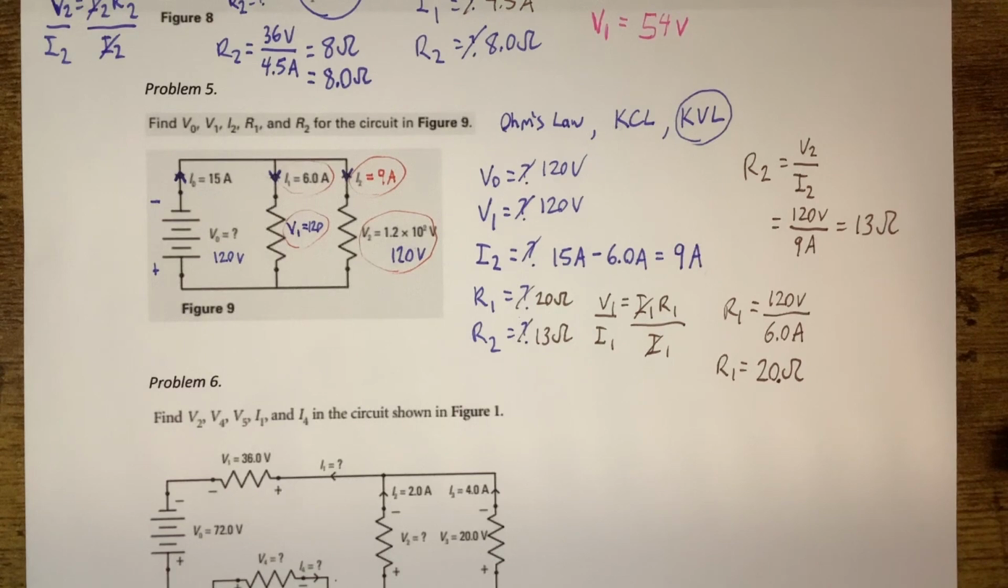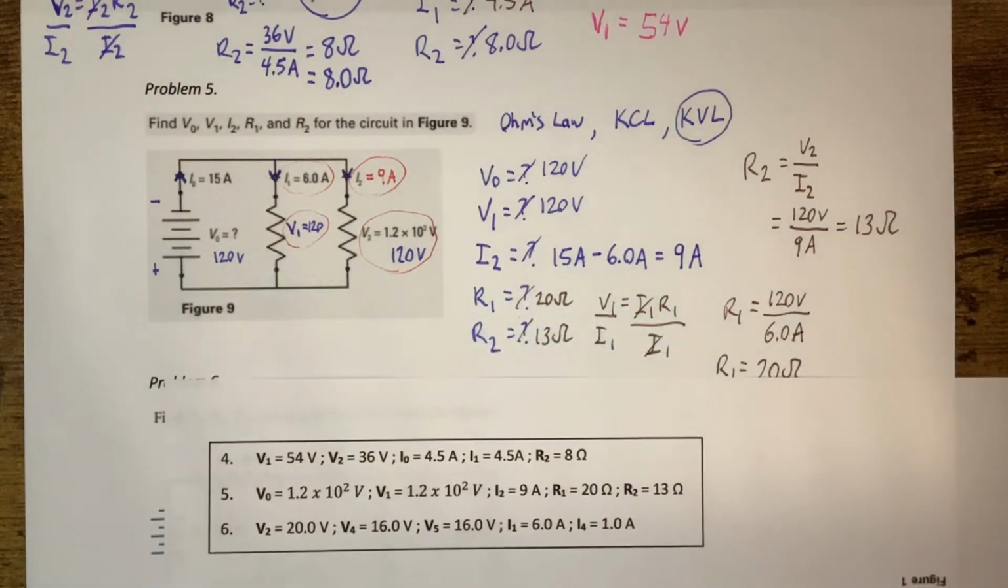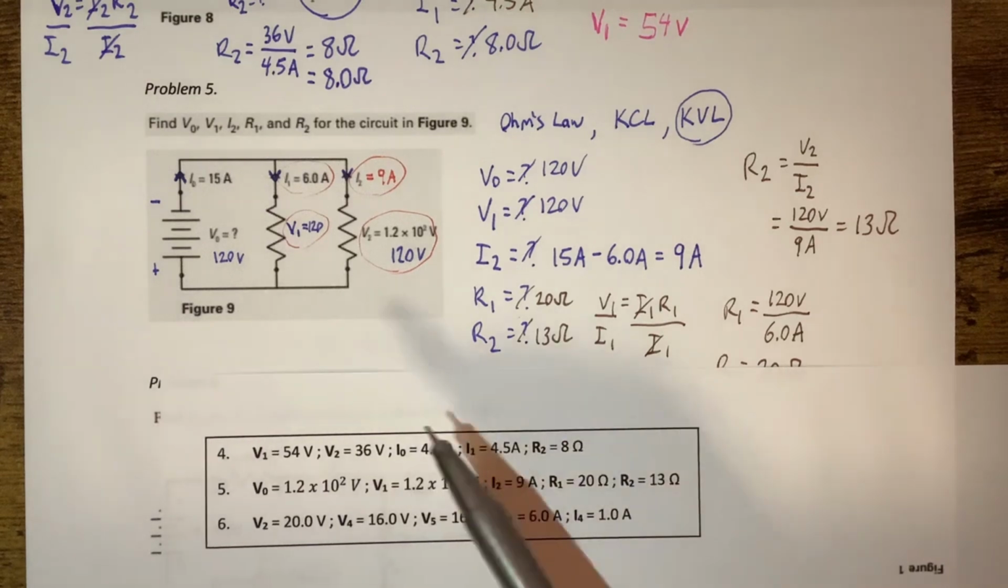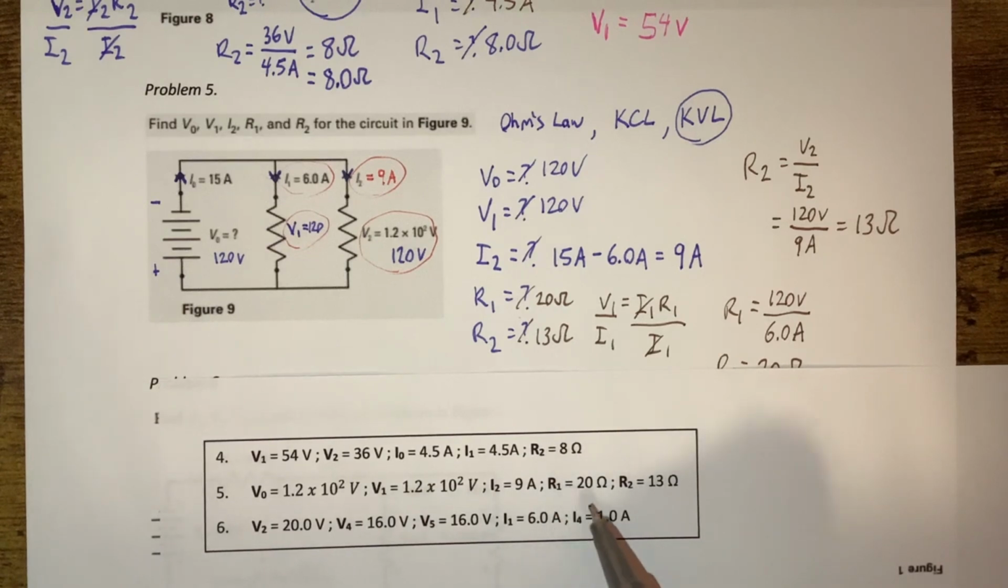Let's take a look at some of the results that we have here. We said 120, so we're perfect here. If you see it in scientific notation, our V naught, 1.2 times 10 to the 2 volts, that's the same as 120. Same thing here: V1 is 120. We got our I2, that's 9 amps. We got our R1, that's 20 ohms. And we have our R2, that's 13 ohms.